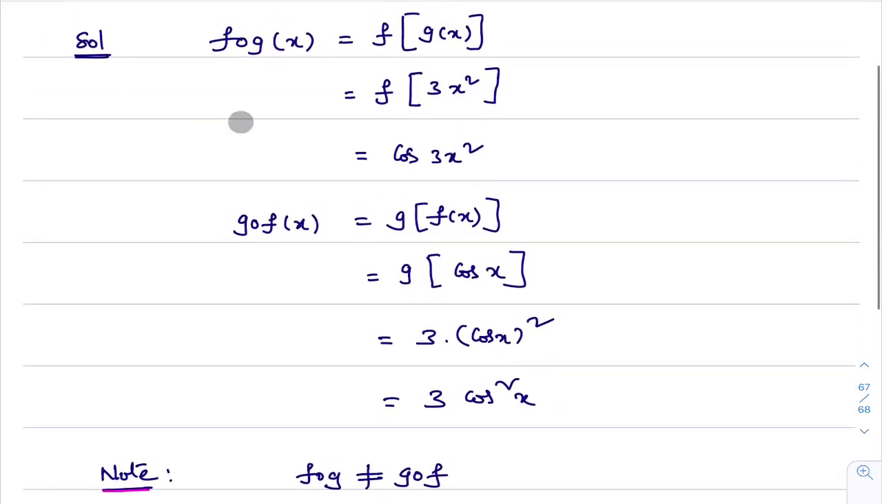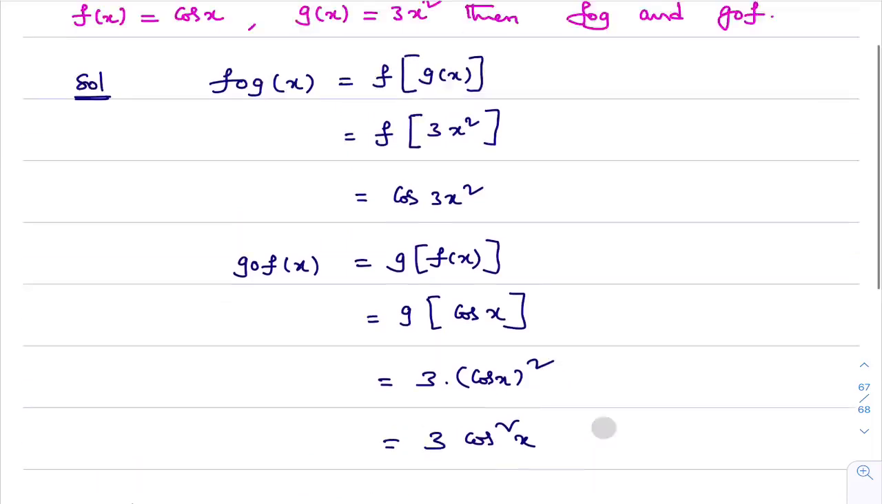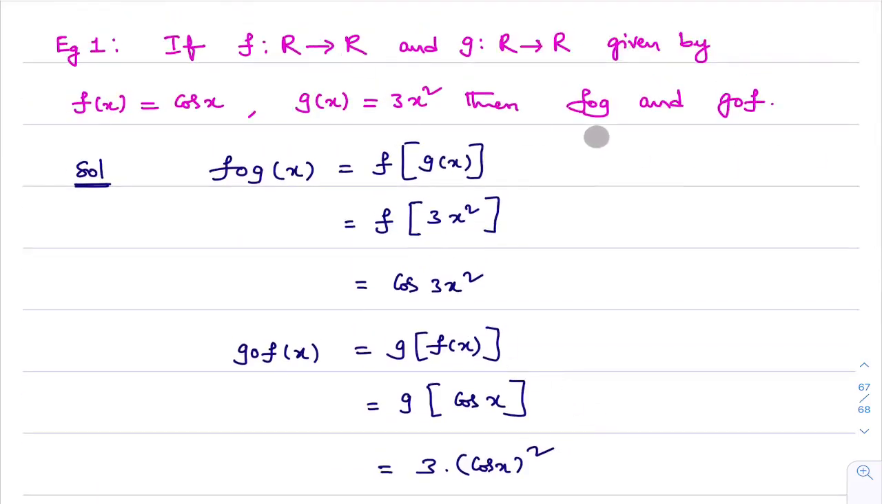You see here, F circle G of X is cos 3X square. G circle F of X is 3 cos square X. Are F circle G and G circle F both the same? You observe, no. F circle G is not equal to G circle F. So as per this problem, we calculated F circle G and G circle F, and we came to know that F circle G is not equal to G circle F. In the next class, we will do two theorems related to composite function.